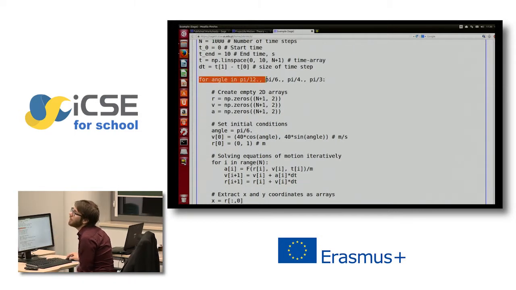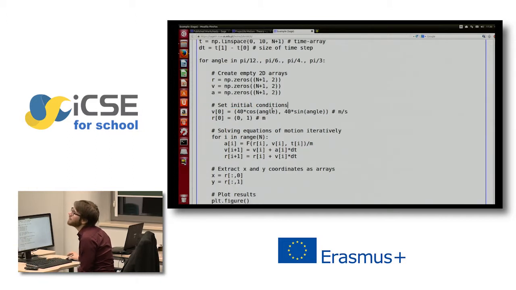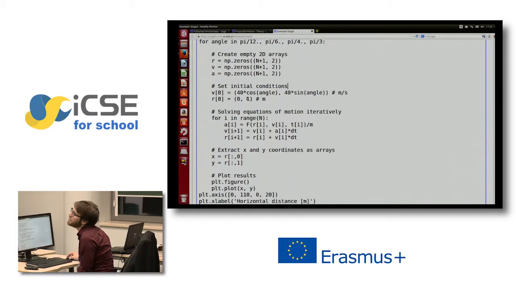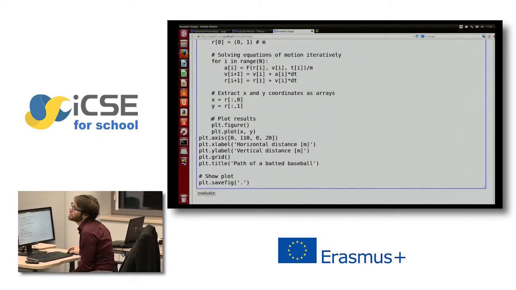So with this line, I repeat all the code that I tabbed in. For each angle, we're going to create empty arrays, and we're going to set the initial conditions. I need to remove this line because the angle is chosen up here. First the angle is pi/12, then pi/6, then pi/4, and then pi/3. For each of those angles, we create empty arrays, set the initial conditions, solve the equations, and then extract and plot the results.